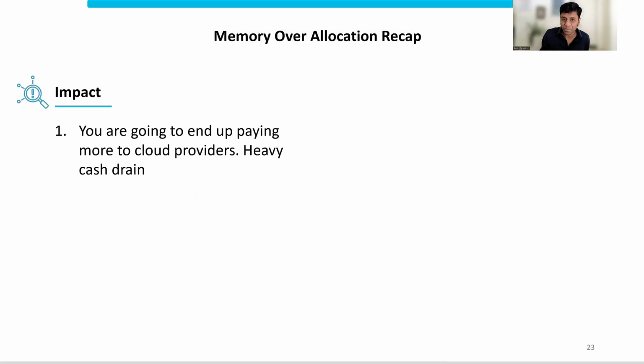Okay, so just a quick recap of memory over allocation. What is the primary impact? The primary impact is we are going to end up paying more dollars to our cloud providers than what is actually needed. Today, a lot of us are doing that. And what is the symptom? The scary part is it does not have any symptom at all. It will look very, very healthy. Your GC behavior, your memory, everything looks very healthy. When it looks very healthy, there is a very high chance that you've over allocated your memory.